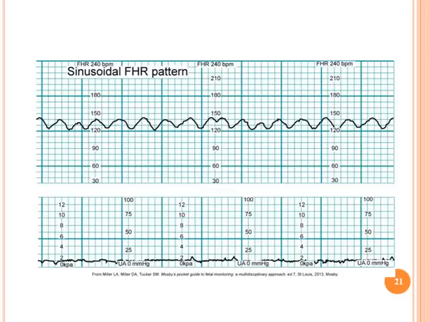And this is figure 15-9. This shows you the sinusoidal fetal heart rate pattern. And we know this is caused by severe fetal anemia. Or usually we see what we call a pseudo-sinusoidal after we've given mom some narcotics.